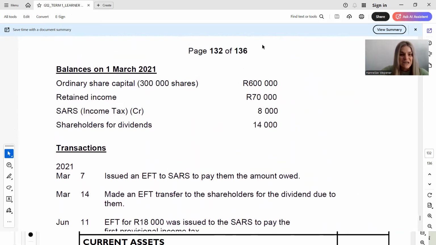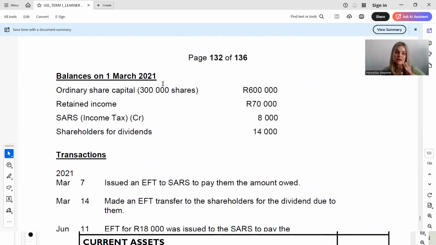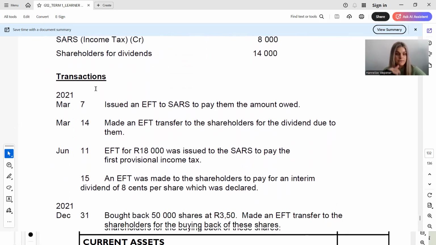Okay. Then we have now already used all of our balances on the first day of the current financial year. We now know that we have already paid SARS, so we don't have that credit balance anymore. And on the 14th of March, we also paid our shareholders the dividend that was due to them. So we've also used the opening balances for our ordinary share capital as well as retained income in our notes. So we are done with that information.